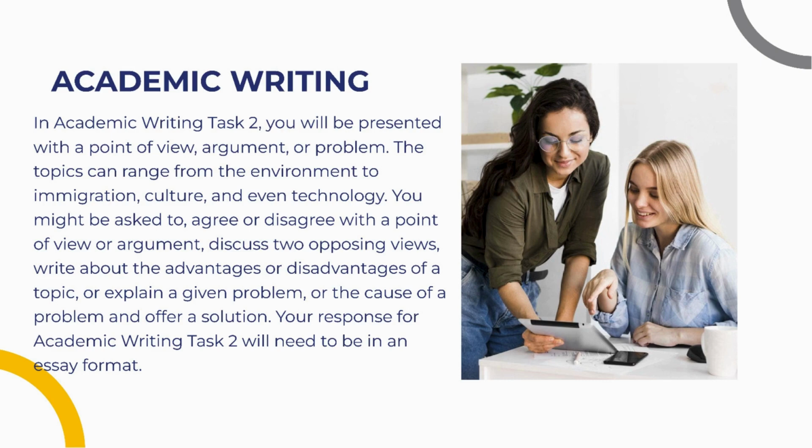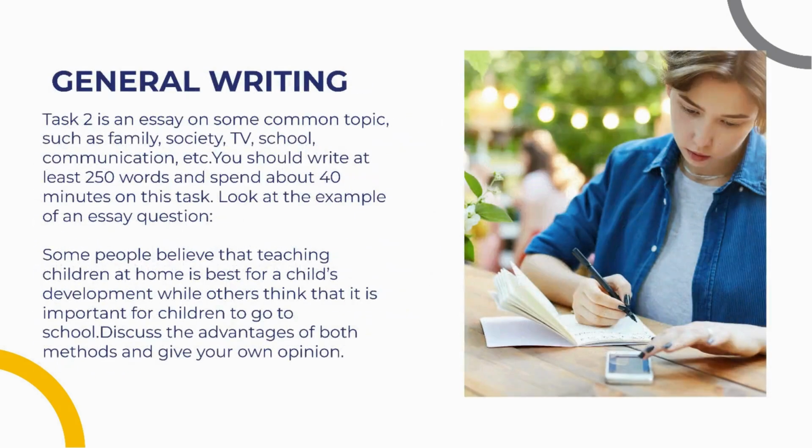In task 2, you have to write an essay which could be on common topics such as family, society, TV, school, communication, etc. You have to write this essay in 250 words and should spend about 40 minutes on it. Here you can see an example: some people believe that teaching children at home is best for a child's development, while others think that it's important for children to go to school. In this essay, you have to discuss the advantages of both methods, and after that you will have to give your own personal opinion about what you think.